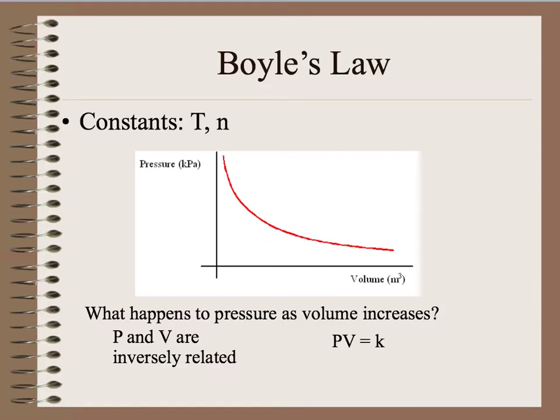There are variables that can change with gases, and the gas laws deal with those, some changing and some staying the same. The variables are pressure, volume, temperature, and number of moles. The first one is going to be Boyle's law, named after Robert Boyle. And this deals with how pressure and volume change with each other when these two are held constant. And that should be in your notes. The constants are temperature and the number of moles.